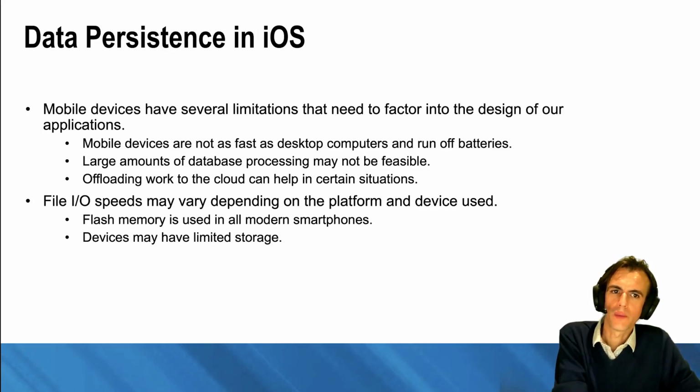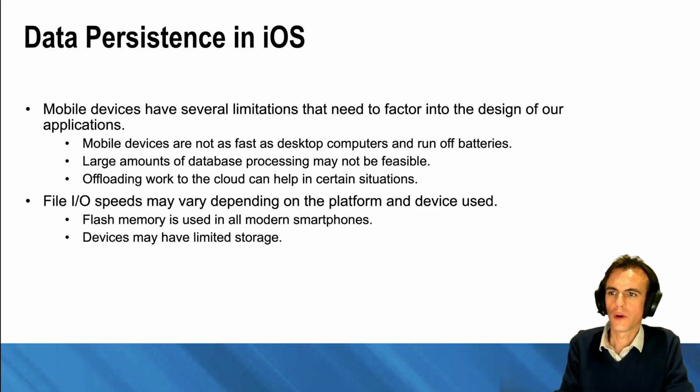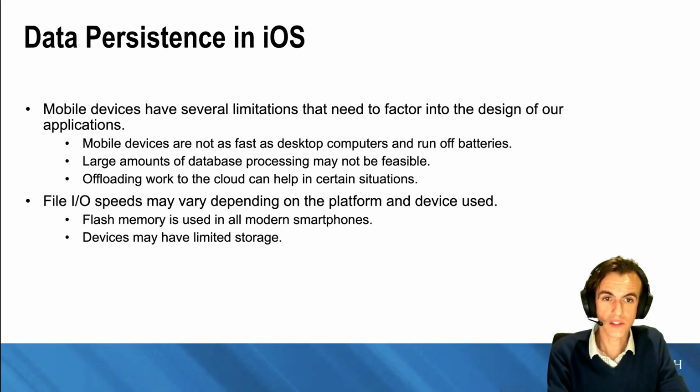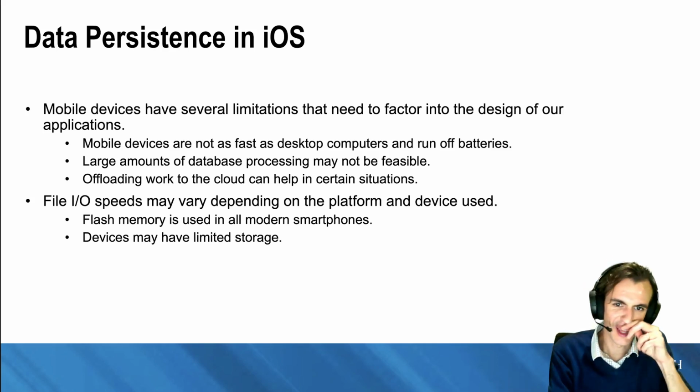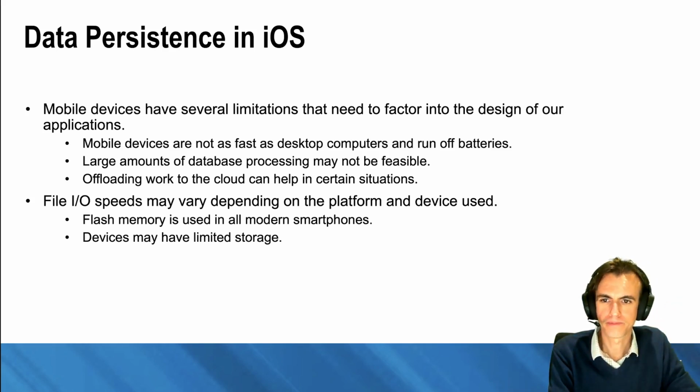We need to be aware of limitations, and some of these are that mobile devices aren't as fast as desktop computers and they run off batteries. So that means that any work that you do on the device drains the batteries faster. As a result, we need to avoid doing heavy amounts of processing on the device if possible. That means that if you're loading a large amount of data onto the device, you might do it in batches. And some of the things we'll look at include the option for doing that. You can also do things like offloading work into the cloud in certain situations.